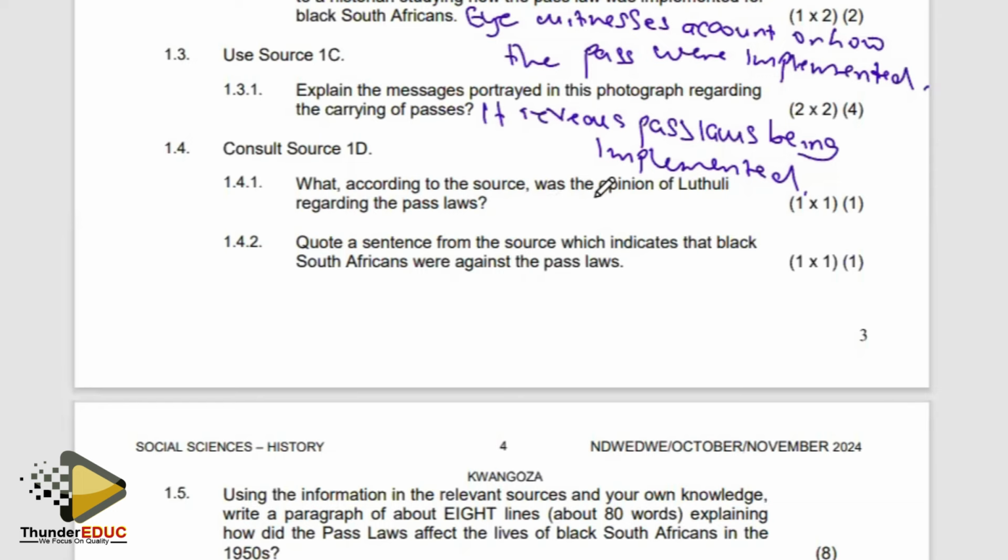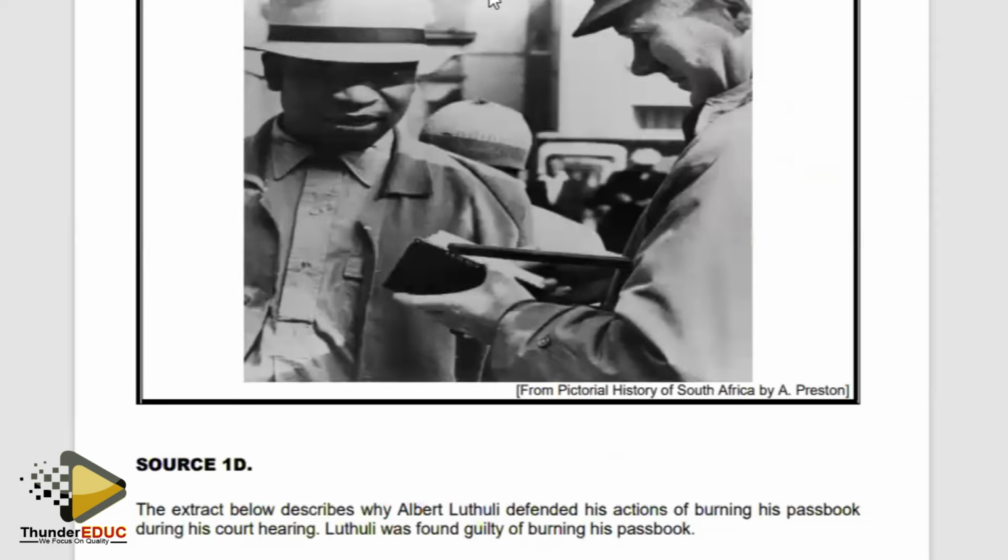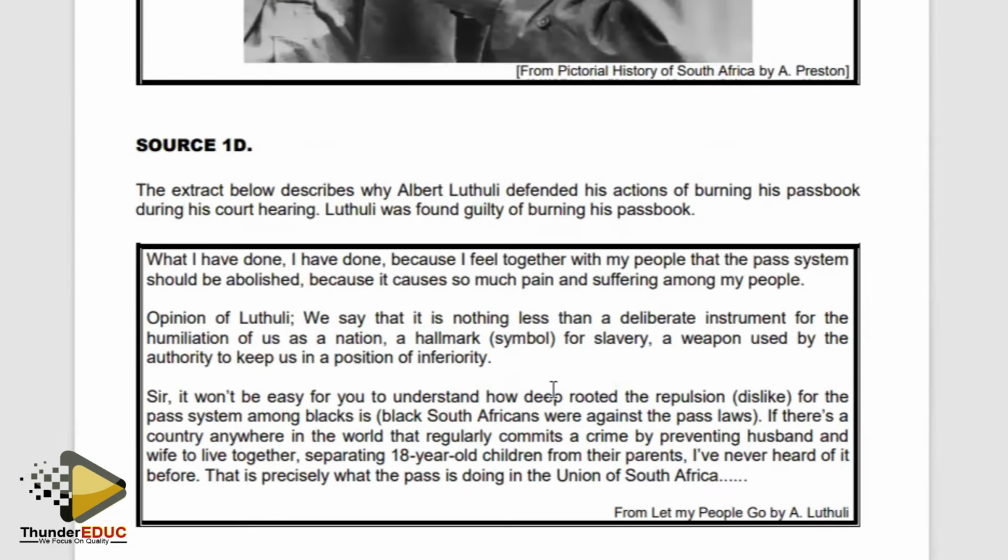What, according to the source, was the opinion of Lutu regarding the pass laws? All right, let's see source 1D. These extracts below describe why Lutu defended his actions of burning his passbook during his court hearing. Lutu was found guilty of burning his passbook, right? So here you read the source. What I have done, I felt together with my people that the pass system should be abolished because it causes so much pain and suffering among my people.